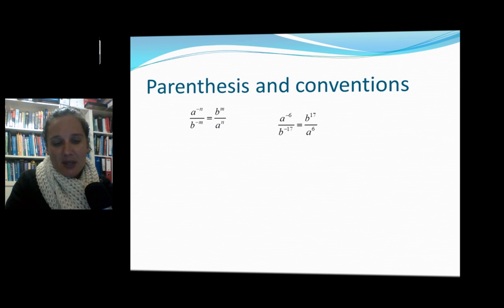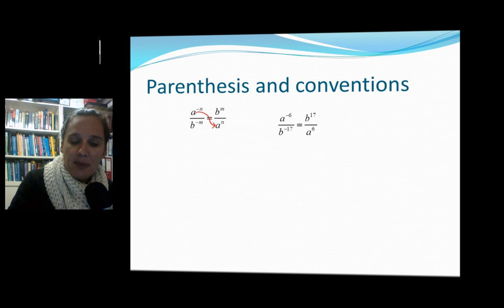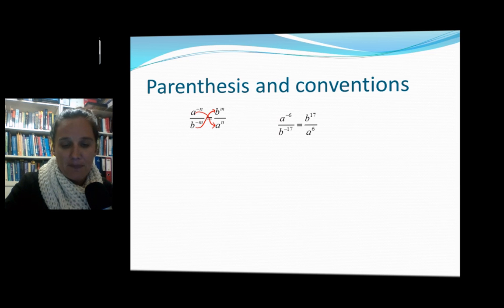So the next example we look at, we have negative powers at the top and the bottom of our fraction. And what it is, our a to the power of negative n, we move it to the bottom of our fraction and it becomes a to the power of n. Same with our b to the power of negative m, we move it to the top and it becomes b to the power of m.